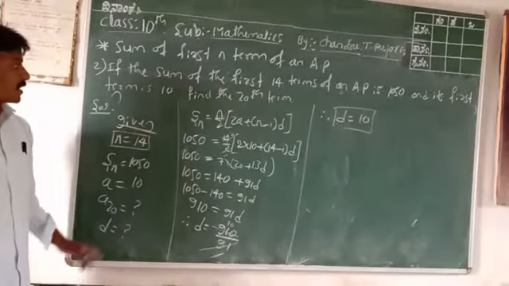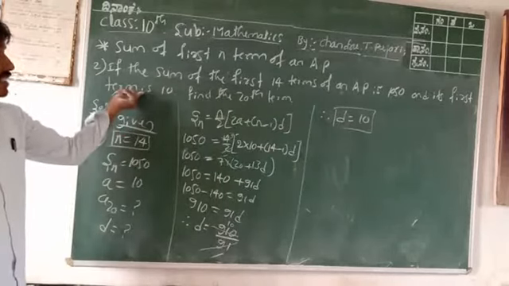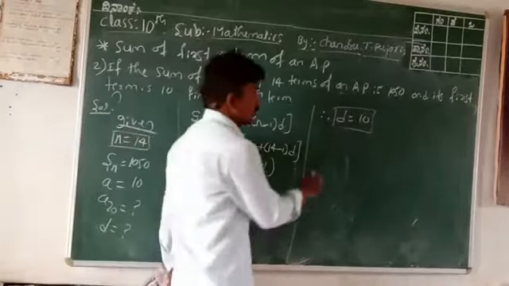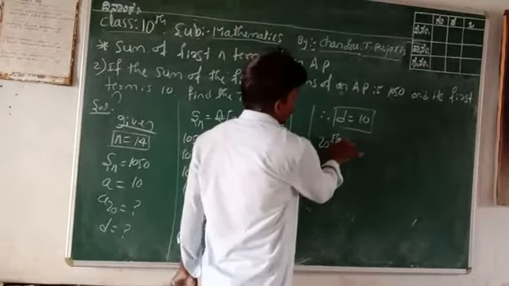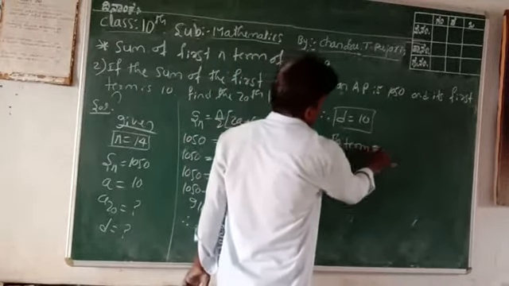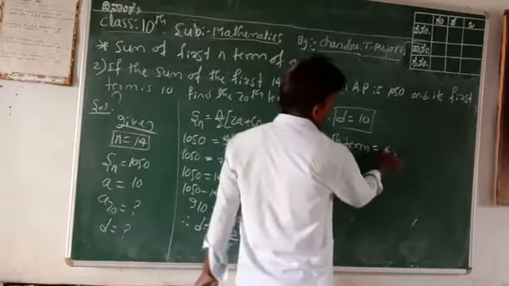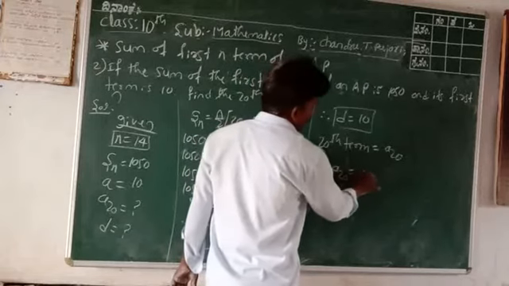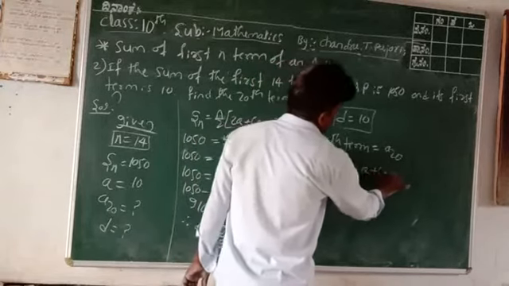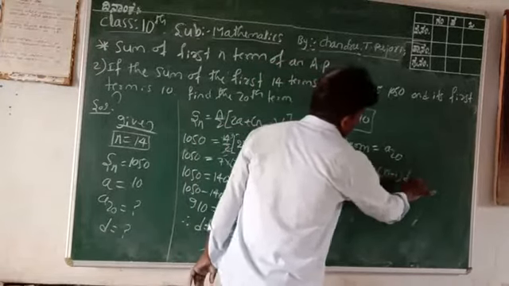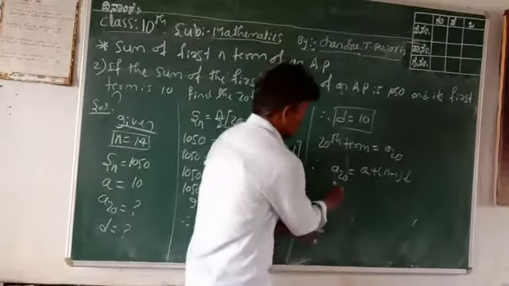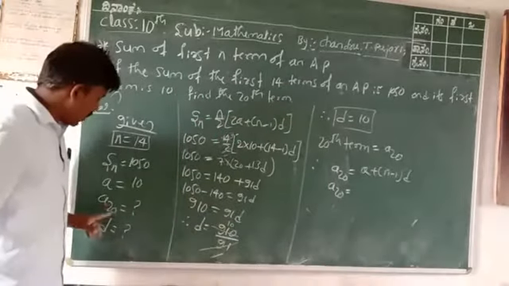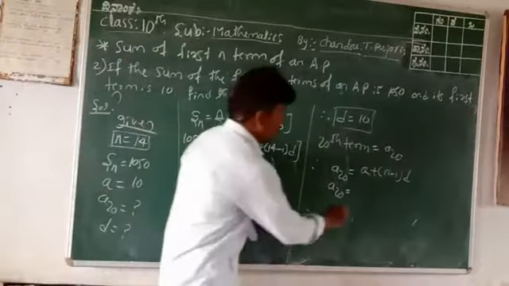Next, the question is to find the 20th term. 20th term means A20. Therefore, A20 is equal to a plus n minus 1 into d. The n value is 20. Therefore, A20 is equal to, a value is 10.